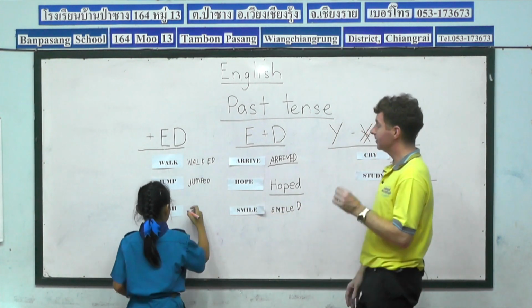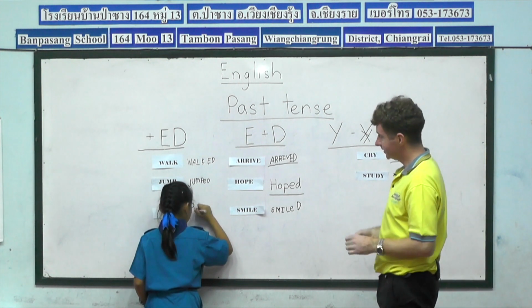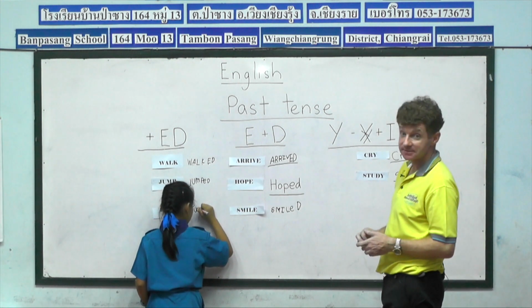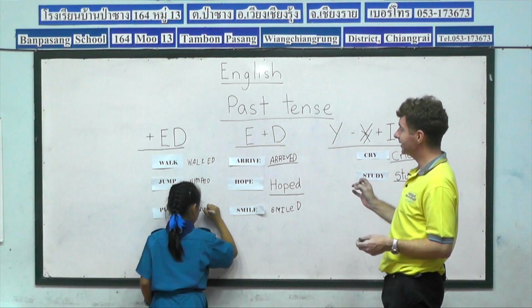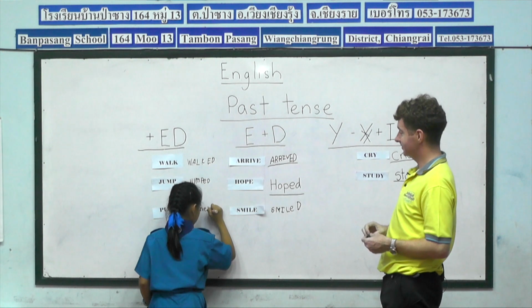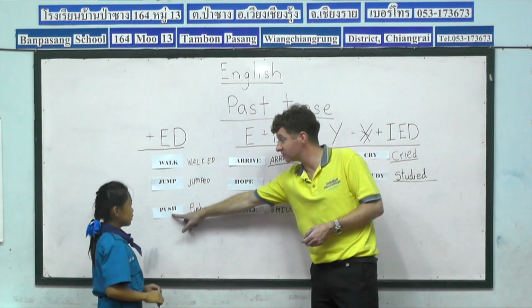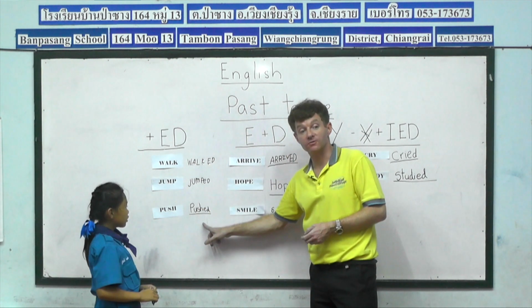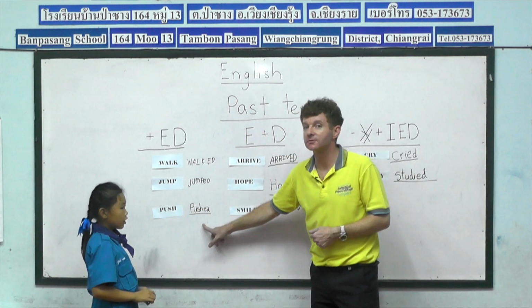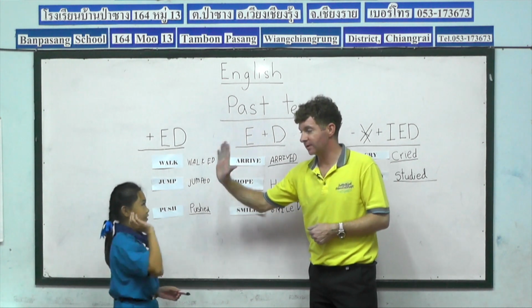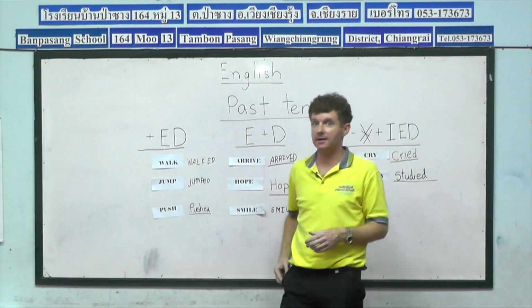Okay. P, U, S, H, E, D. Brilliant, Nadia. That's excellent. So we've gone push, pushed, push, pushed. Really good. High five. Big round of applause. Big round of applause for Nadia.